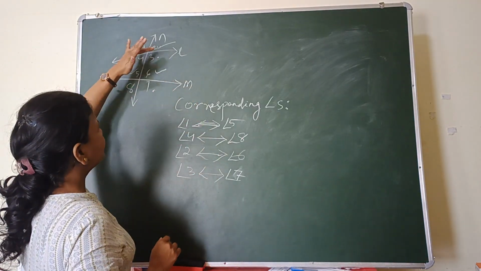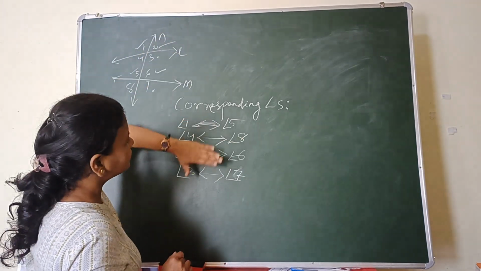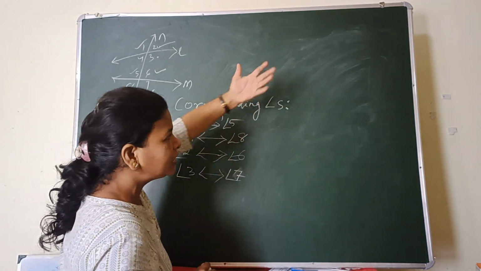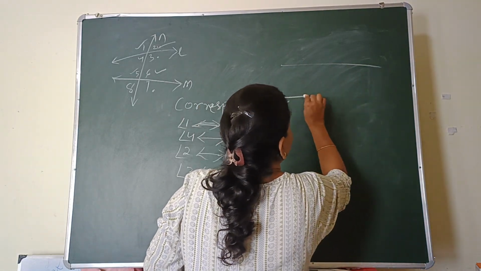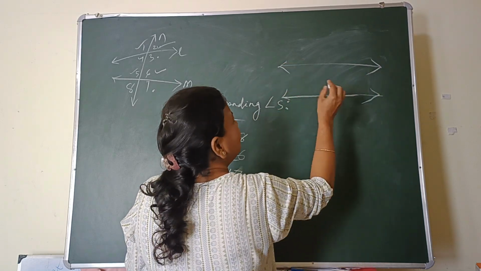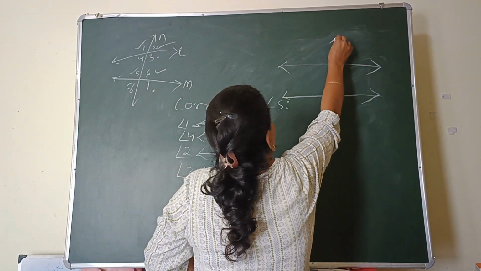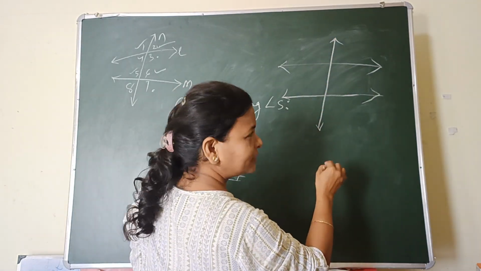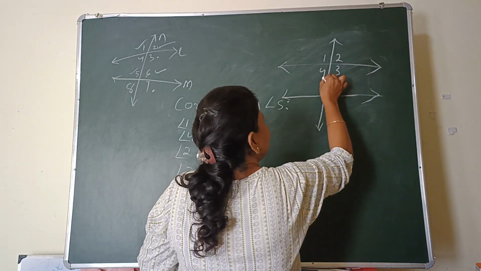Here one thing to notice, as these two lines are not parallel, these are only corresponding angles but they are not equal. But when two parallel lines are cut by a transversal, that time the relationship amongst the corresponding angles is to be noted. Actually, when the two lines are parallel and the transversal cuts them, that time the corresponding angles become equal.